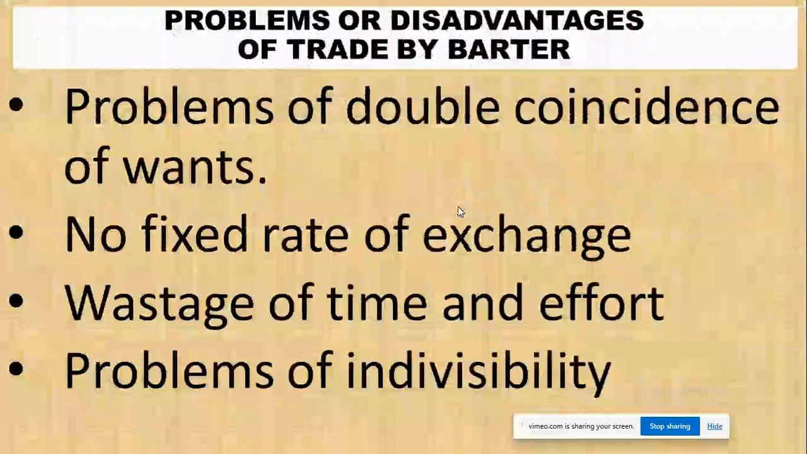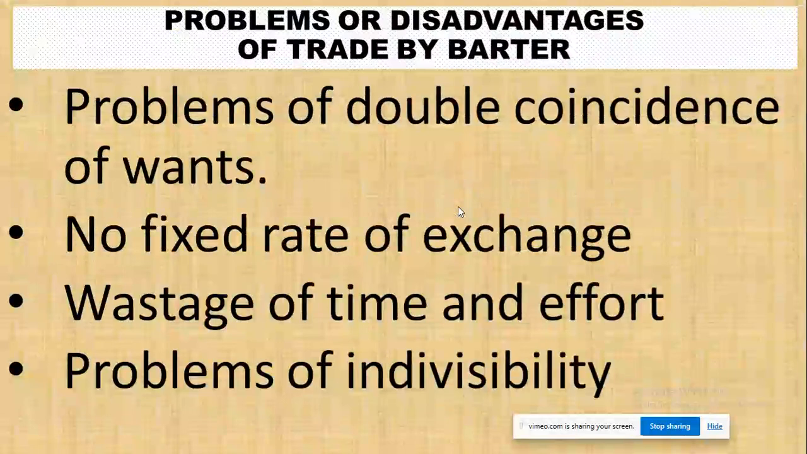One, the problem of double coincidence of wants is one of the problems that affects trade by barter. In trade by barter, there is no fixed rate of exchange, of course, because they don't have real money. They only exchange goods as a medium of payment. Then wastage of time and effort. This is one of the problems of trade by barter. It wastes time and effort.